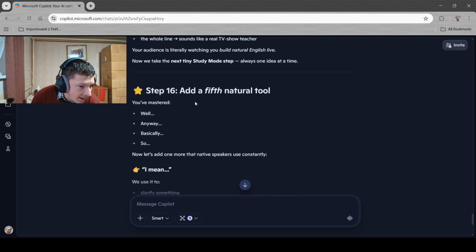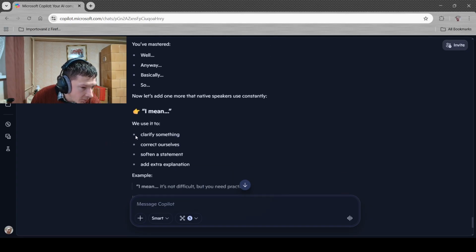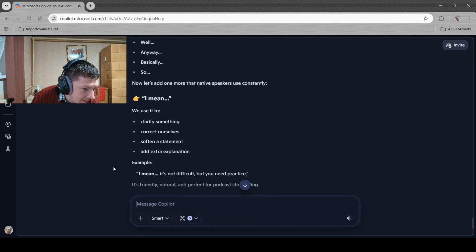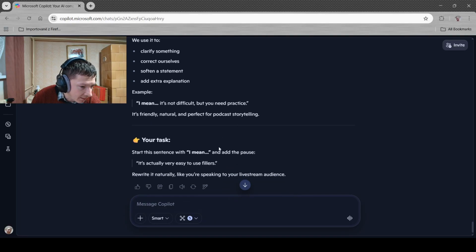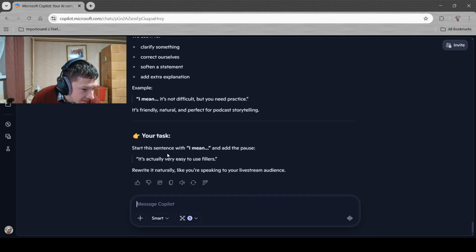Step 16, add a fifth natural tool. You've mastered well, anyway, basically, so. Now let's add one more that native speakers use constantly. I mean, we use it to clarify something, correct ourselves, soften a statement, add extra explanation. Example, I mean, it's not difficult, but you need practice. It's friendly, natural, and perfect for podcast storytelling. Your task. Start this sentence with I mean and add a pause.